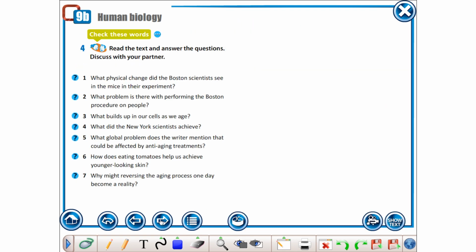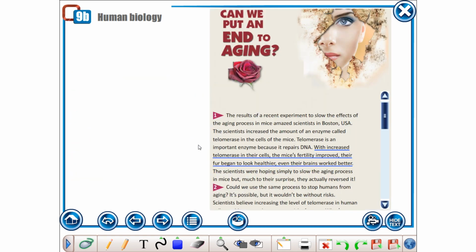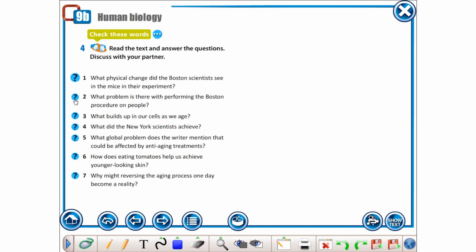Okay, and next exercise 4. Read the text and answer the questions. Discuss with your partner. Так, the first question and the answer. The second.